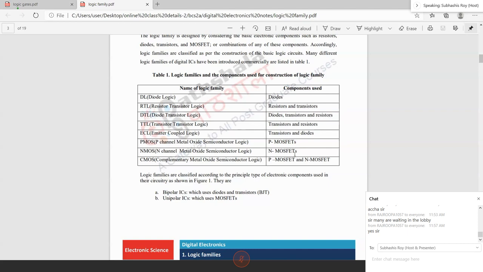So basically, without these components, no one can design any digital block. Using these components, you can design any of these family members, and using these family members, you can design any of the blocks. Okay, so first thing, this is the concept of designing of the logic gate.